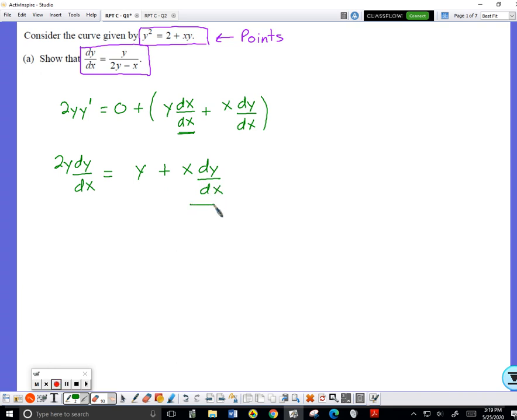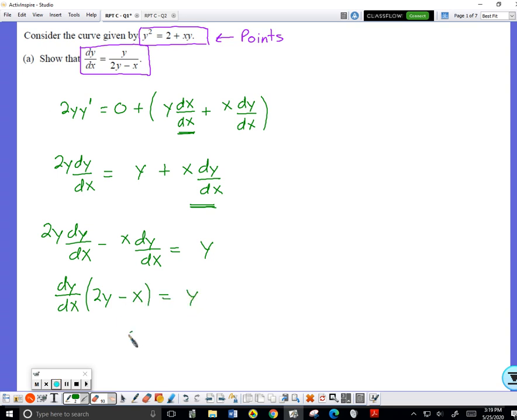This is going to move to the other side. So I have 2y dy/dx, subtract x dy/dx equals y, and I factor. And divide.